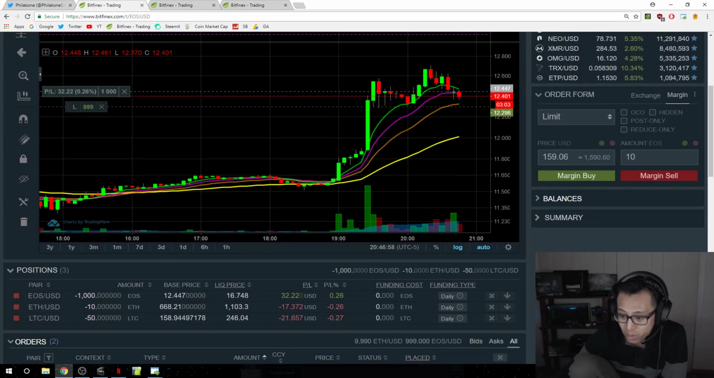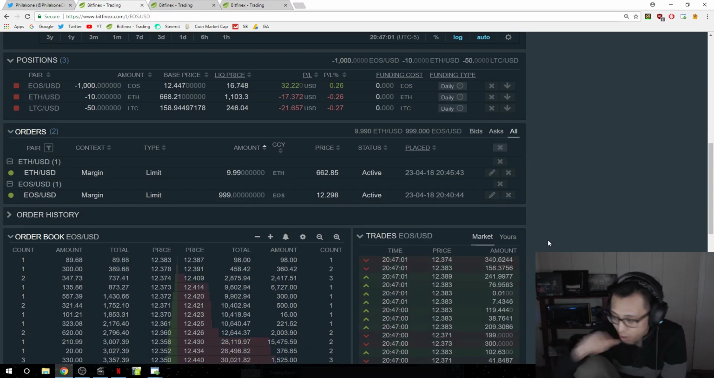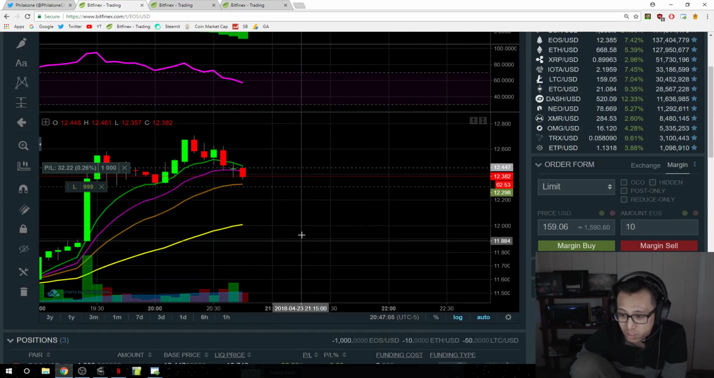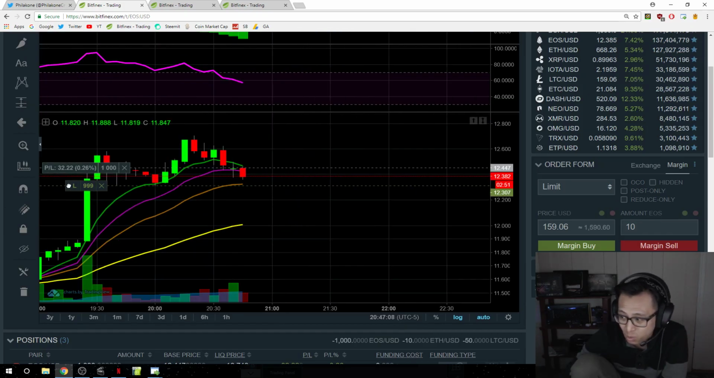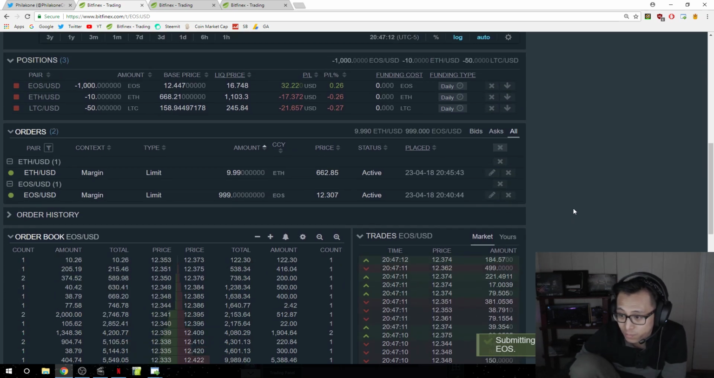EOS, I'm up a lot right now. I'm doing probably the best out of all of them. I've got my short pretty low actually. Okay, it's actually pretty low, which probably shouldn't be that low. It should probably be at about 30 here. This is going to be a pretty decent trade.